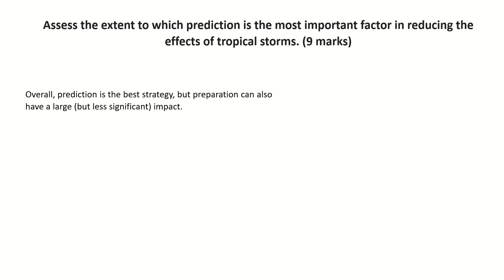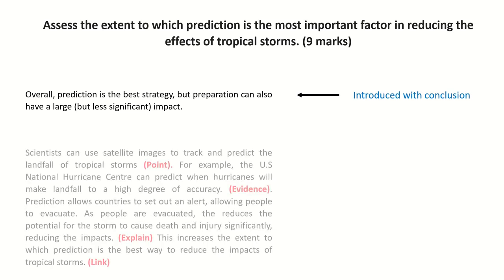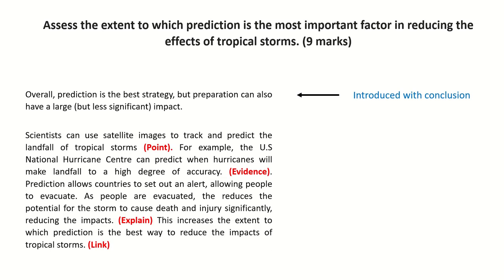I said, overall, prediction is the best strategy, but preparation can also have a large but less significant impact. I'm introducing with my conclusion. What I then add in is a point evidence explain link paragraph. So, how does prediction work? Well, scientists can use satellite images to track and predict the landfall of tropical storms. Point. For example, the US National Hurricane Center can predict when hurricanes will make landfall to a high degree of accuracy. I've provided some evidence there as well.